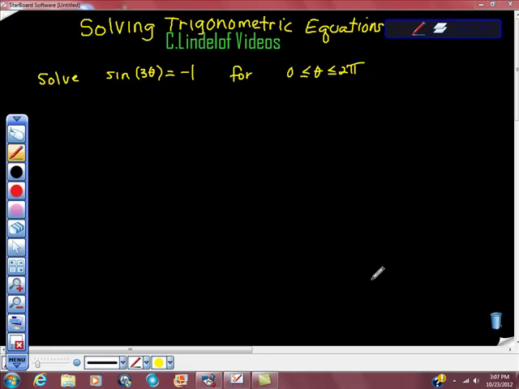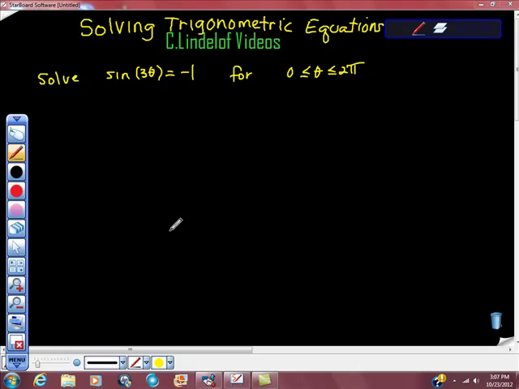Okay, solving trigonometric equations. This one is a little bit trickier than other ones that we've looked at, so let's take a quick look at this. It says solve sine of 3 theta equals -1 on the interval theta is greater than or equal to 0 and less than or equal to 2 pi.